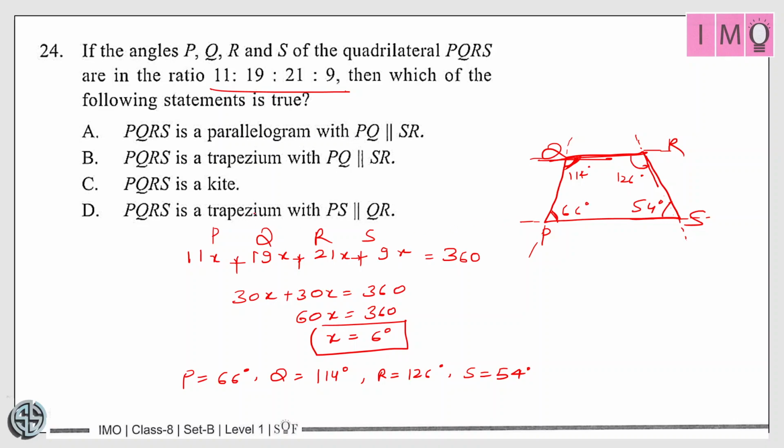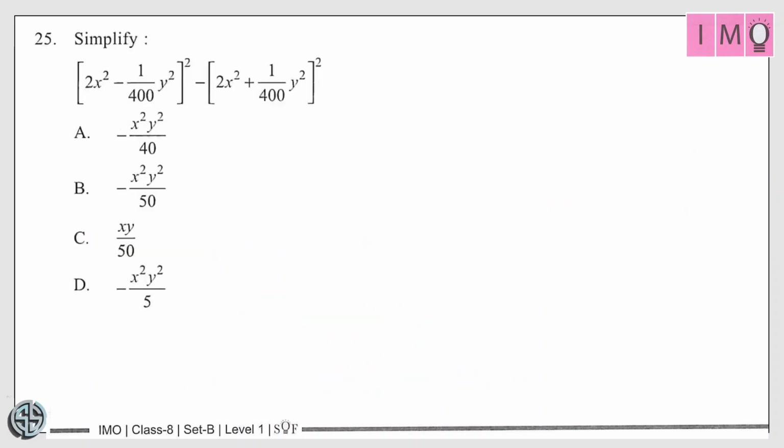And if in any quadrilateral only one pair of sides is parallel, then definitely that will be a trapezium. So options B and D will be there, and in that you know PS, this side, is parallel to this side, so definitely option D will be the correct answer. Okay, you cannot say QP is parallel to RS. Why? Because if you add both of them, you are not getting the answer as 180 degrees. If you are adding that, you will also not get 180. So option B is the correct answer.